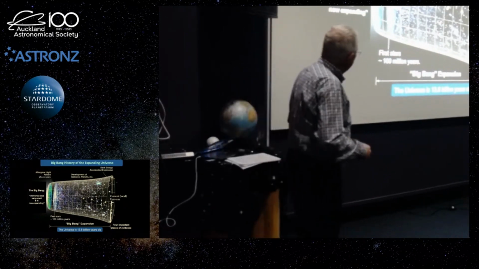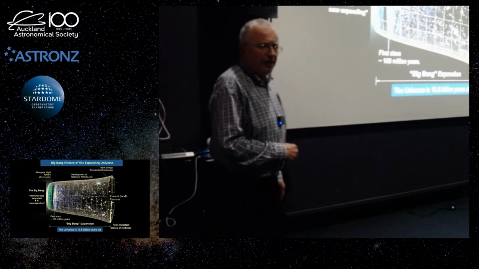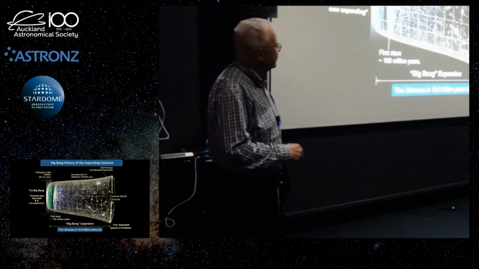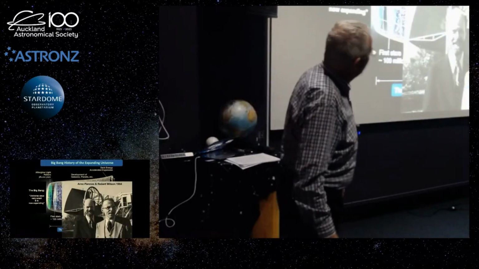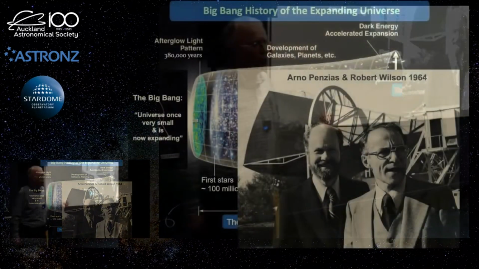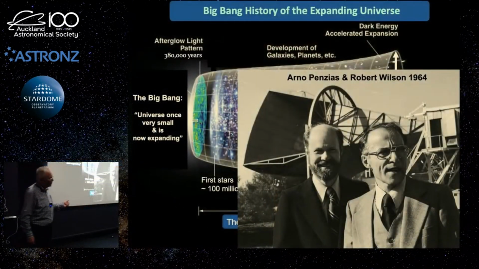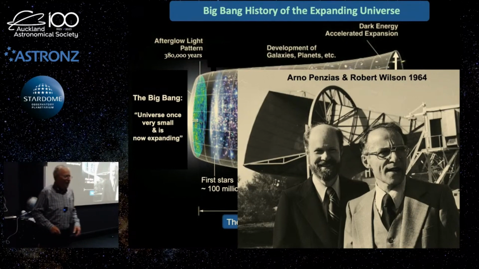So the race was on to try and find this, because this is a crucial bit of evidence. And it was just by chance, these two here, Arno Penzias and Robert Wilson, in 1964, they were working for Bell Laboratories, communications, and they were experimenting with the microwave part of light to see if they could communicate. And they had this huge, big horn-shaped antenna dish that you can see behind them there. And they started getting all this crackling noise. They just couldn't get rid of it.